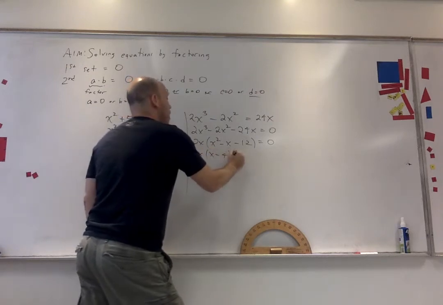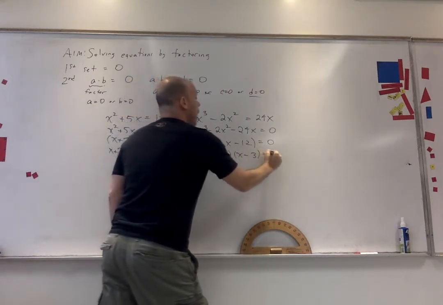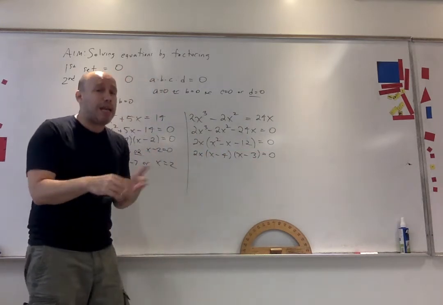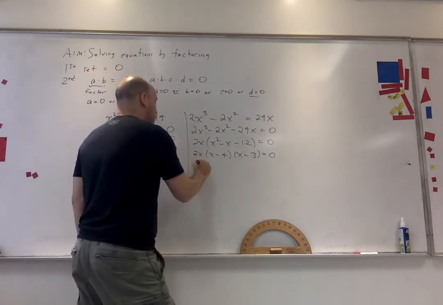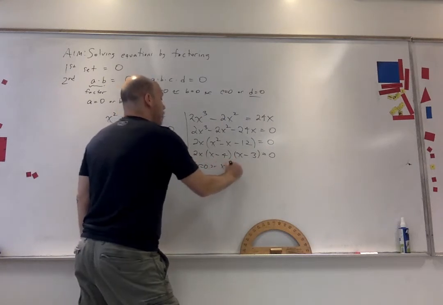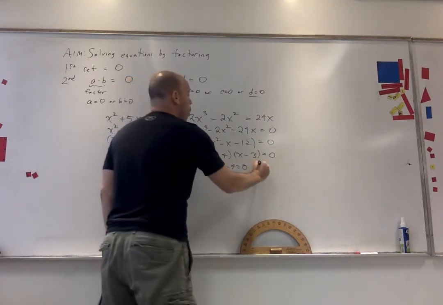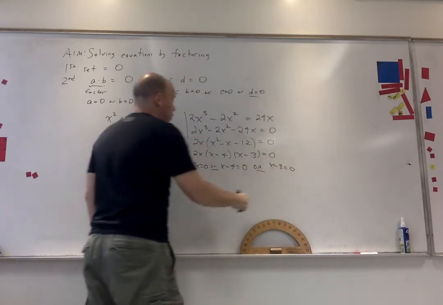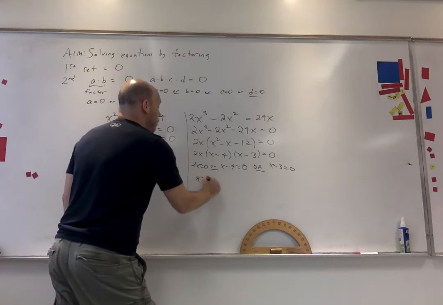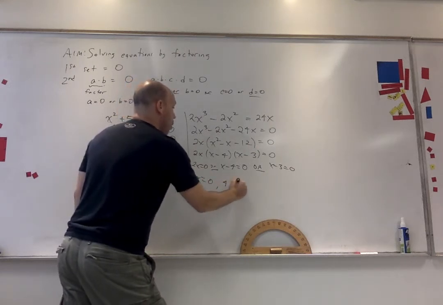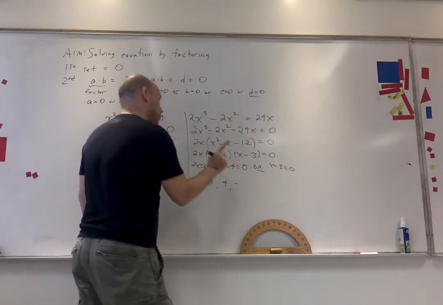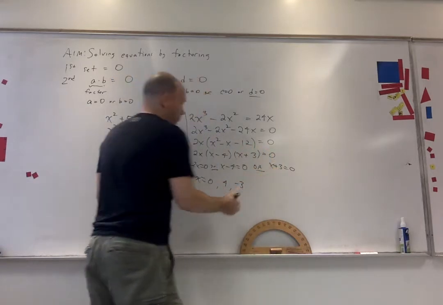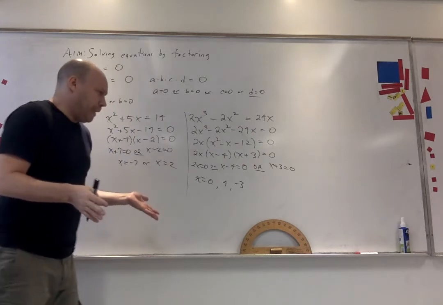x minus 4 times x plus 3. Oh, look, I have the product of 3 terms set equal to 0, each set equal to 0. So we have 2x equals 0, or x minus 4 equals 0, or x plus 3 equals 0, and you have 3 solutions. x equals 0, 4, or negative 3.